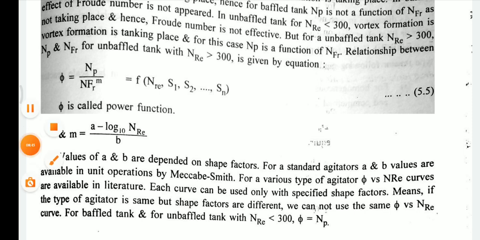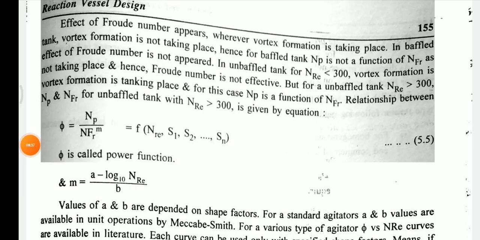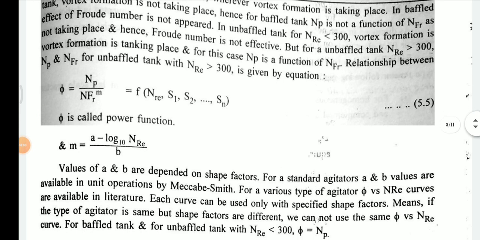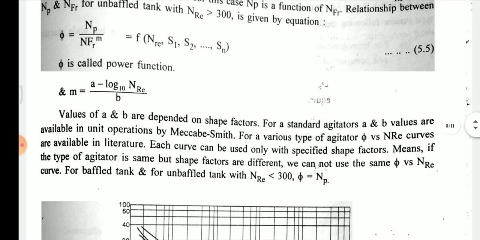What do the values of A and B depend on? It depends upon the shape factor, which type of shape factor we are considering. So A and B depend on the shape factor, and for the standard agitator, A and B values are available in Unit Operations by McCabe-Smith.